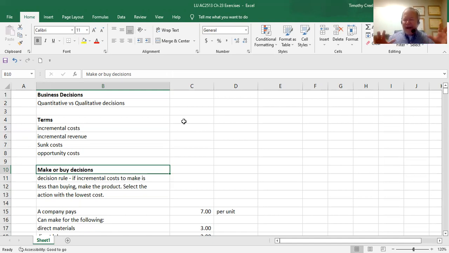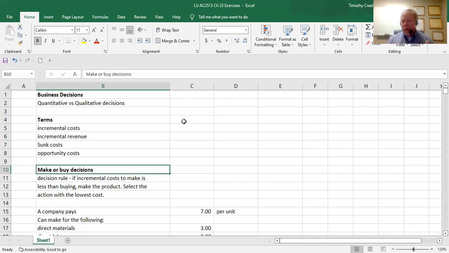Now that's kind of the financial rules of it. That's the quantitative. Now the qualitative, I think the biggest aspect of this from a qualitative purpose would be that if we outsource a product to someone else, we give up control.